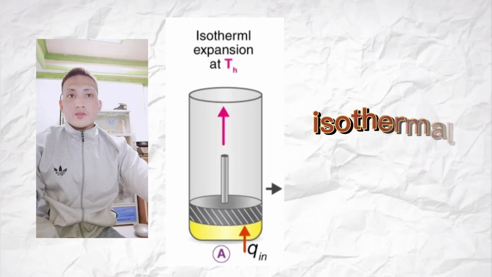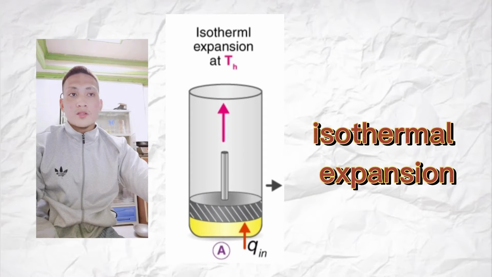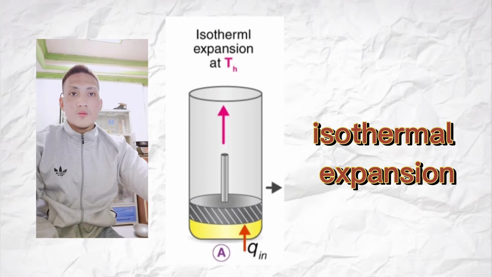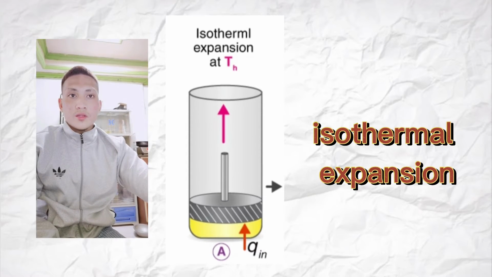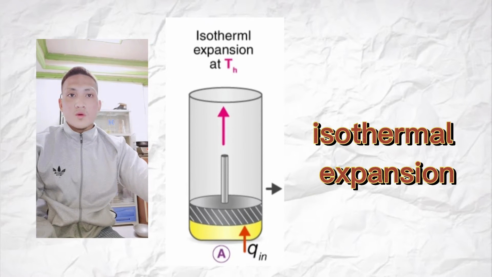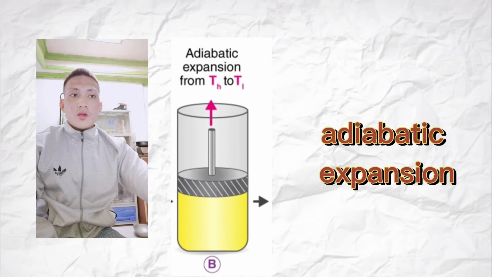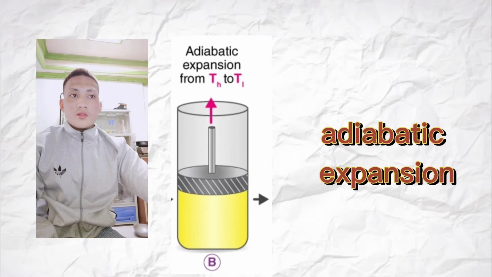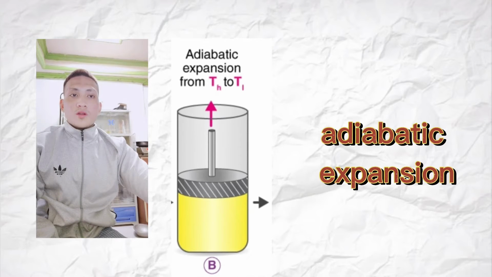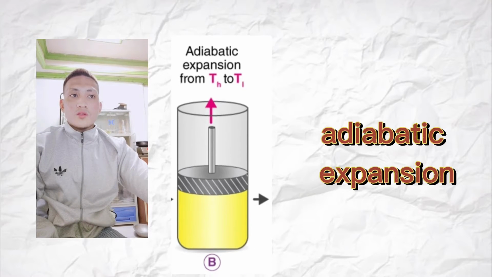In letter A, the process of reversible isothermal gas expansion, the heat is absorbed by the ideal gas from the heat source at temperature T2, and the gas expands, doing work on the surroundings. In letter B, the process of reversible adiabatic gas expansion, the system is thermally isolated and the gas continues to expand and work is done on the surroundings. Now the temperature is lower, T1.